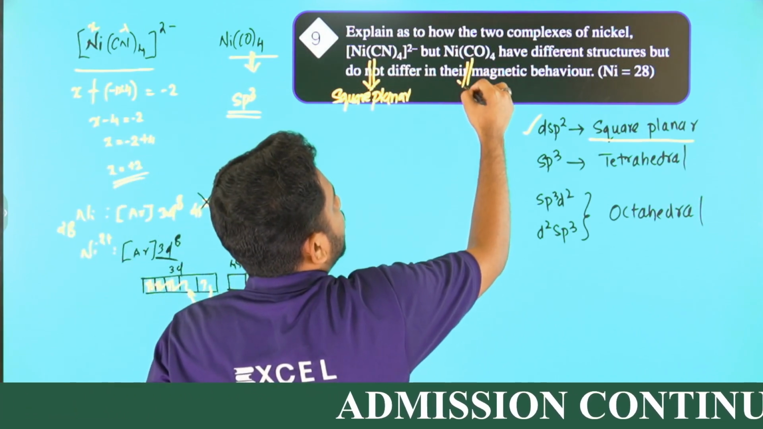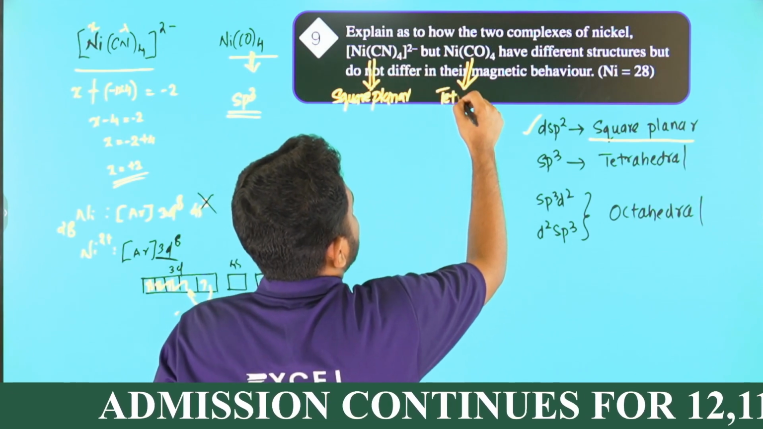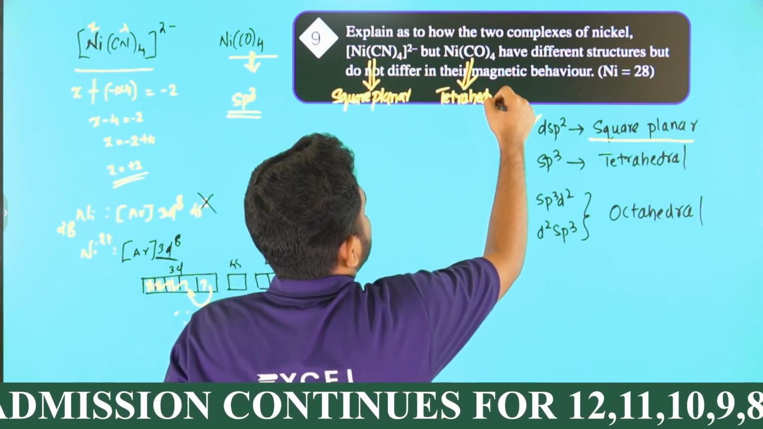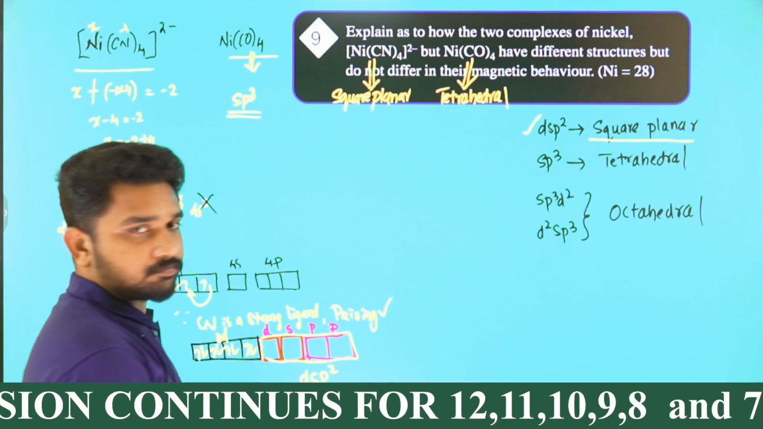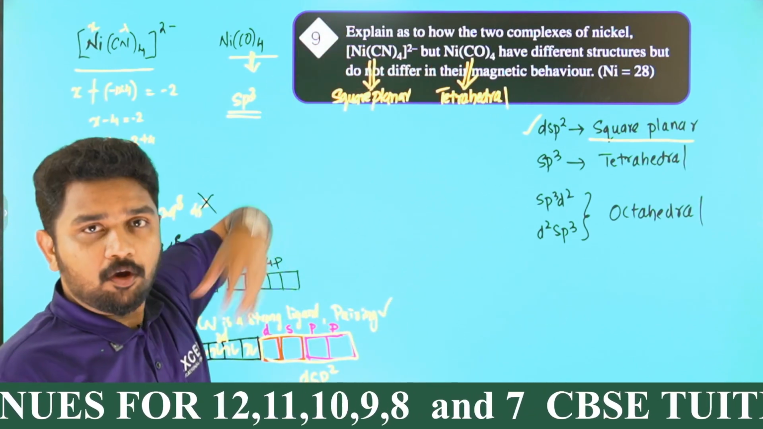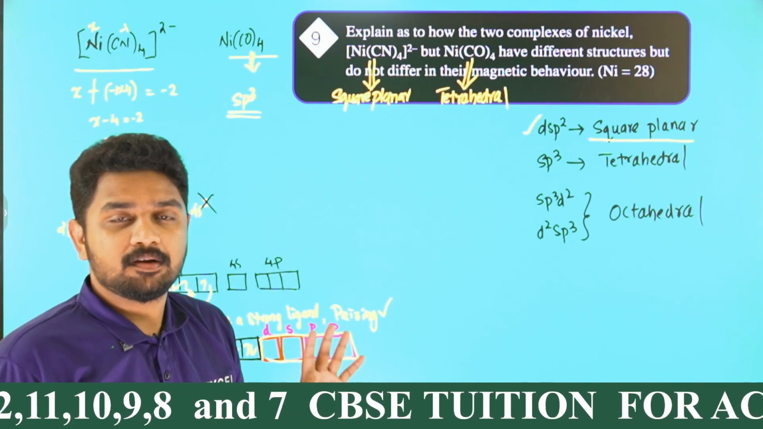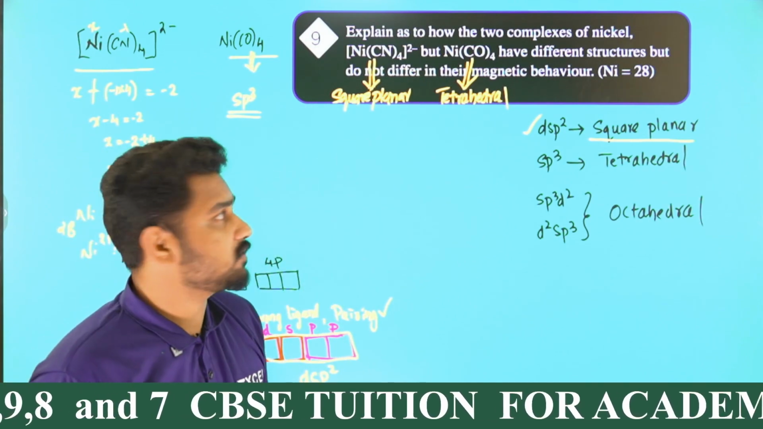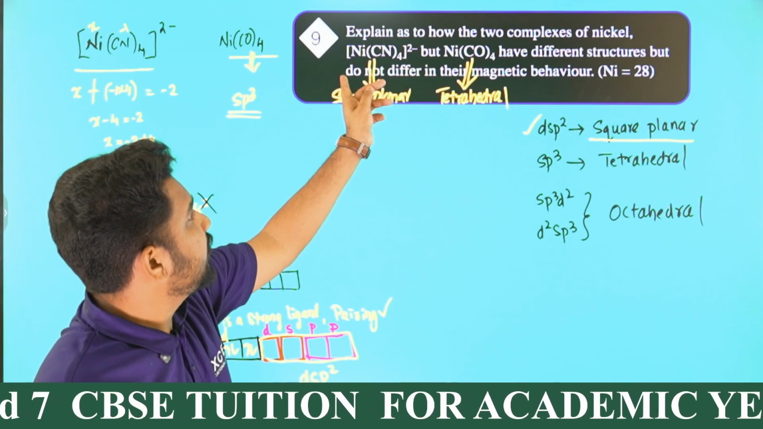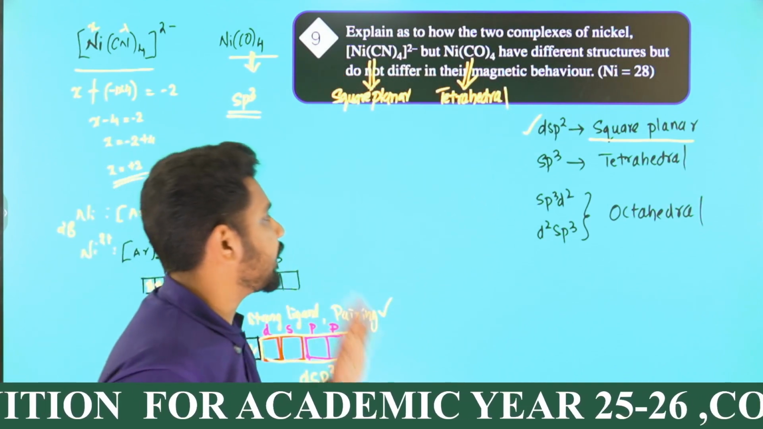And nickel tetracarbonyl has sp3 hybridization, so it will have a tetrahedral arrangement. That's why in the question they said this; now we understand why they have different structures. And they said that they do not differ in their magnetic behavior.